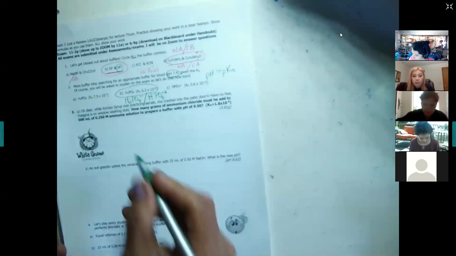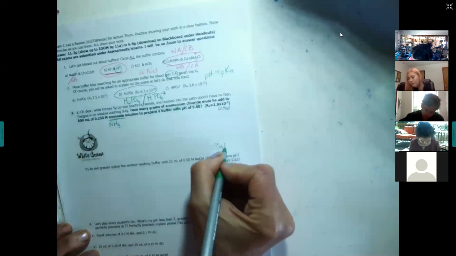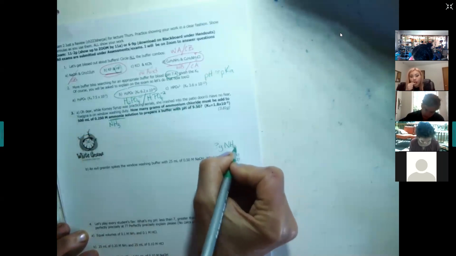For 3A, I highlighted the part so you don't have to cross out my story part, but there are a few people who do appreciate the story part. We're trying to find the grams of ammonium chloride, and I gave you ammonia. So ammonia is NH3, in case you didn't know that. And ammonium chloride, what we're looking for is grams of NH4Cl. So this is my acid, this is my base.